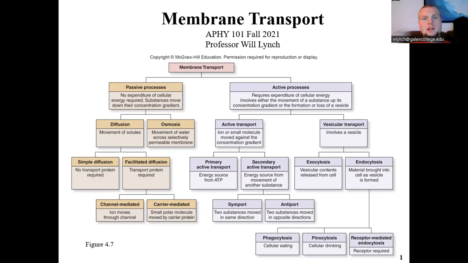It's going to drink in or pull in fluid from the extracellular space and create a vesicle around that space. And finally, receptor mediated, where we have a receptor protein or some sort of signaling agent on the surface of the cell that's going to be responsive to a particular molecule or substance. And once it comes into contact with that, it will form a vesicle around that substance.